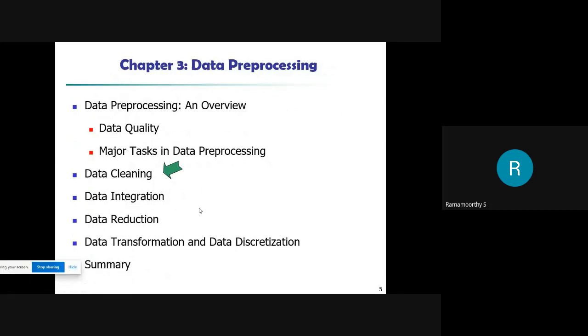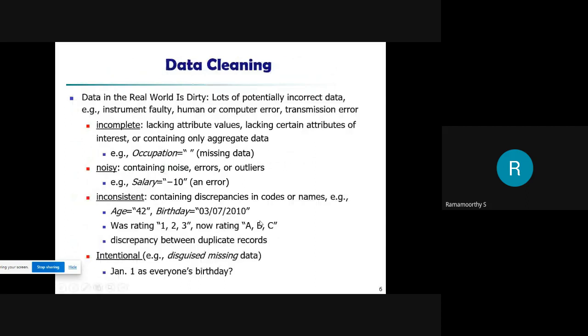First one is the data cleaning process. If you take any data in the real world, it is dirty, which means a lot of potentially incorrect data you can find. That incorrect data is because of instrumental fault or human error. Sometimes it may be a computer error or a transmission error. Anyhow, you can find some incorrect data that needs to be cleaned, right?